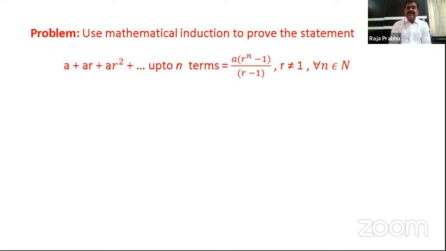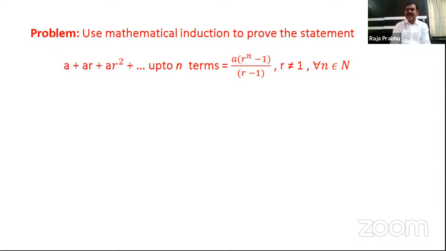Okay, but anyway, this is the formula, the right hand side formula, that's a into r to the power n minus 1 divided by r minus 1. It is the formula to find the sum of n terms of a geometric progression, where a is the first term, r is the common ratio, as you know, and n is the number of terms. Here it is clearly indicated that r is not equal to 1. If r is equal to 1, then this formula is not applicable.